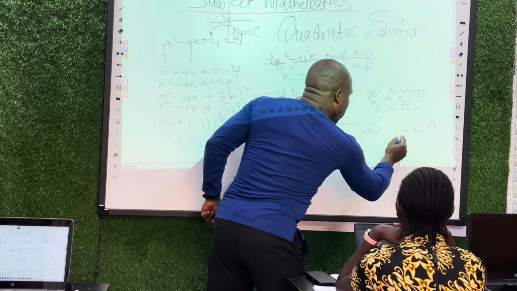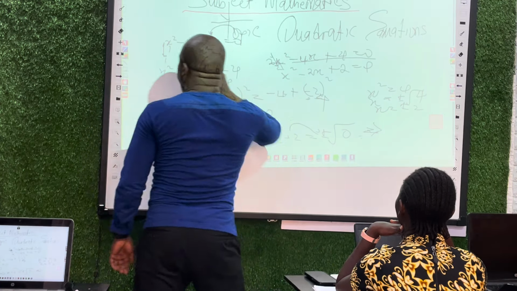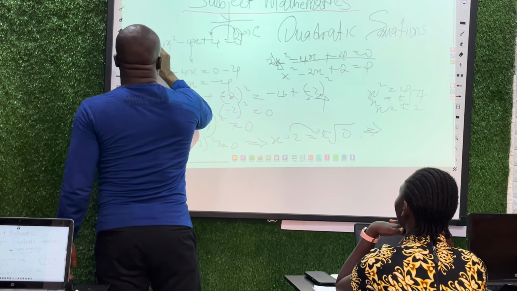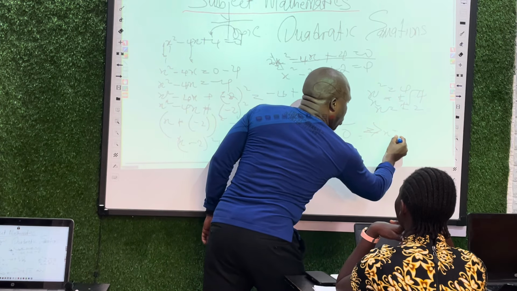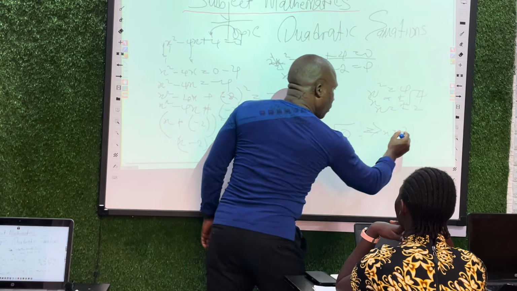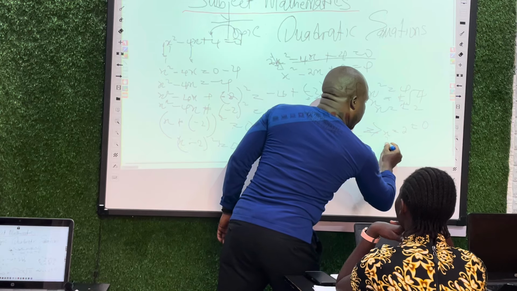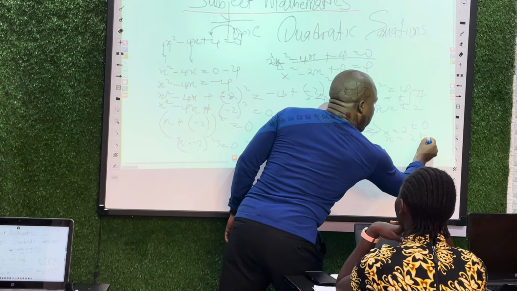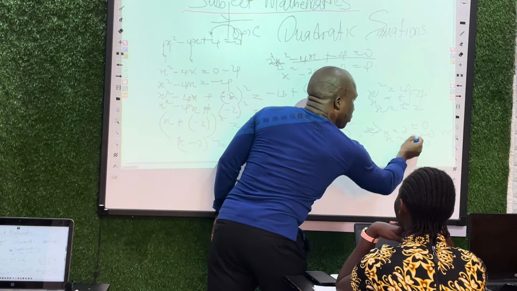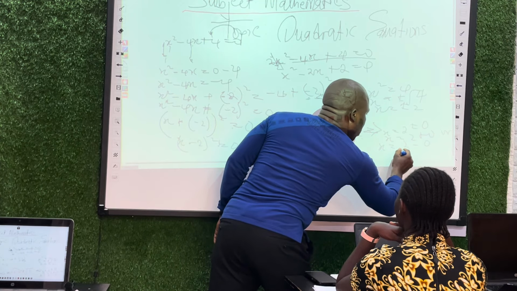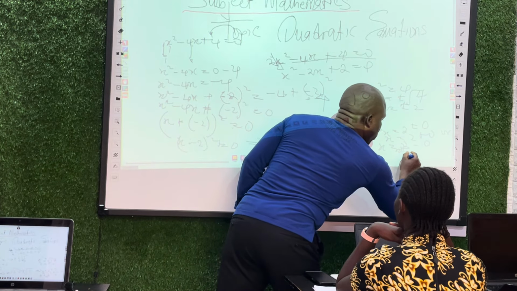It will now be x, watch, x is equal to 2 plus or minus, what is the square root of 0? 0. That means x is equal to 2 plus 0, or x is equal to 2 minus 0. And 2 plus 0 is what? 2. And 2 minus 0 is also 2. x equal to 2.